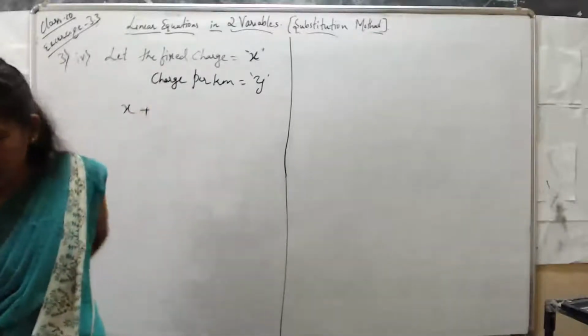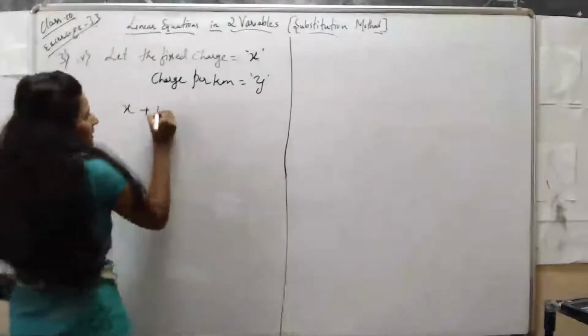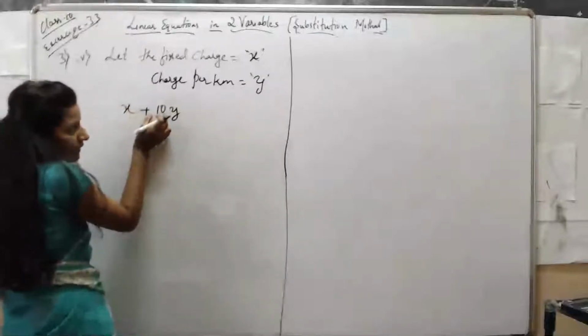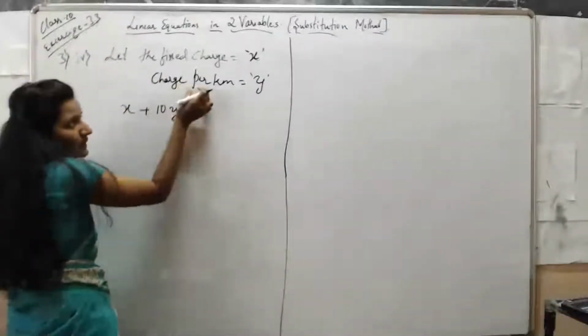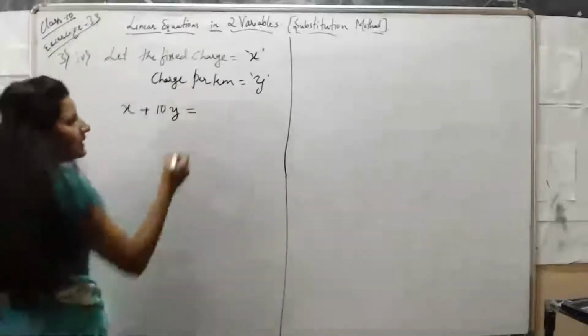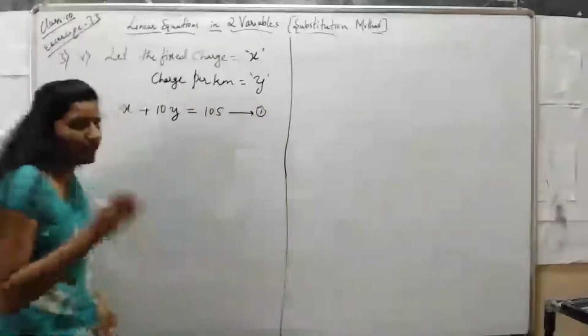Distance covered per kilometer. Initially he covered 10 kilometers. First he has a fixed charge plus the 10 kilometers with a charge per kilometer. How many rupees has he taken? He has taken 105 rupees.